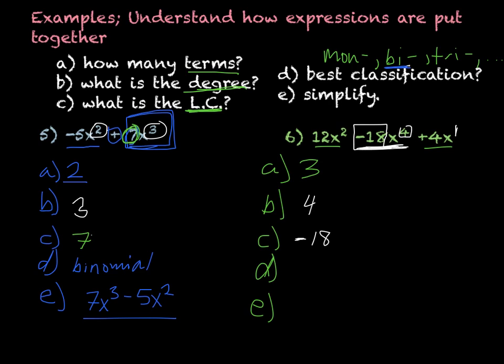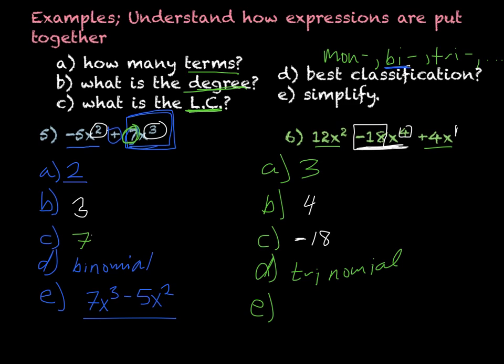Part D, we are looking at classification. So we're looking back at the terms, 1, 2, 3 terms. Tri means 3, so this must be a trinomial. Alright, and finally E, simplify.